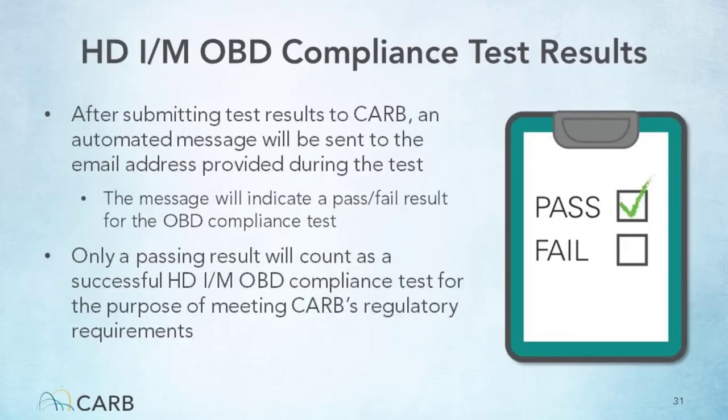After submitting the results to CARB, you will receive an automated message at the email address you entered to start the test that informs you whether the vehicle passed or failed the OBD compliance test. A passing test is needed to meet the HT-I&M regulatory requirements. On the next slide, we'll go over some of the reasons a vehicle will fail the OBD compliance test.